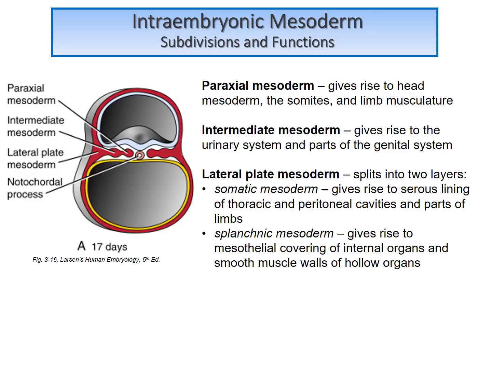Just lateral to the paraxial mesoderm is a longitudinal ridge or column of mesoderm called intermediate mesoderm. This produces the urinary system and parts of the genital system and will be discussed further in the Sexuality and Reproduction module. Most laterally is the lateral plate mesoderm. This is a flattened sheet of mesoderm that later splits into two layers, somatic mesoderm and splanchnic mesoderm. These layers will be discussed in their appropriate modules.